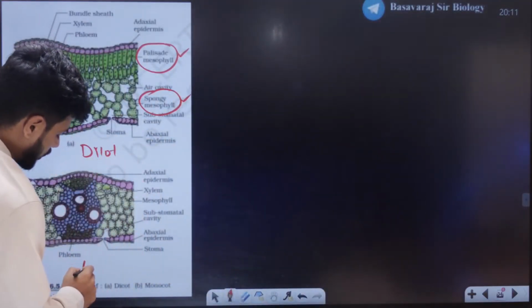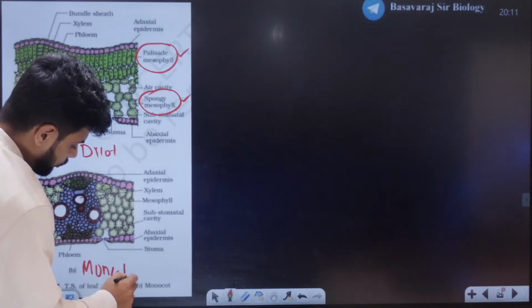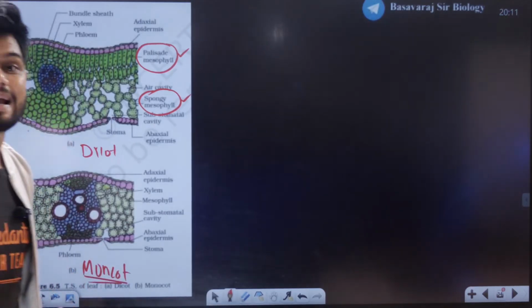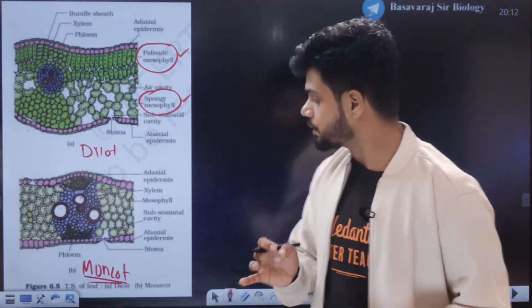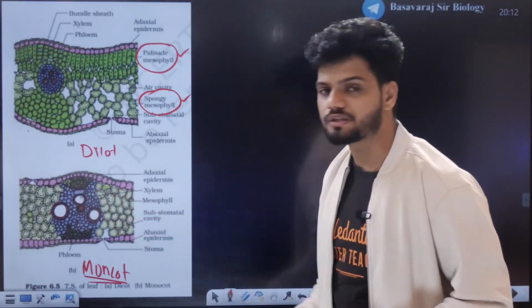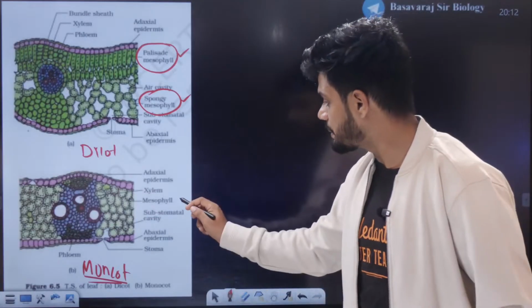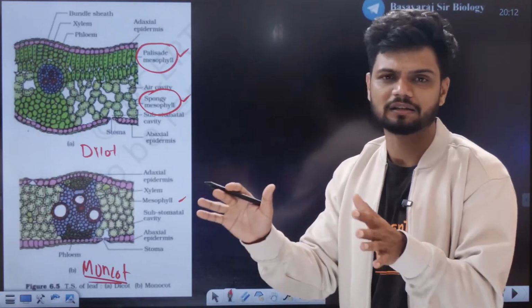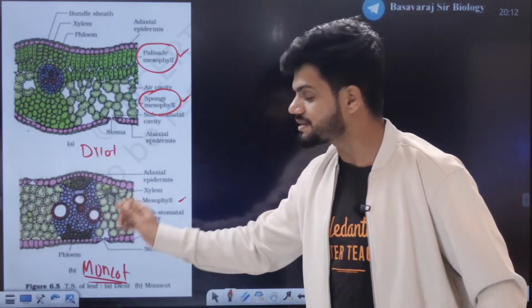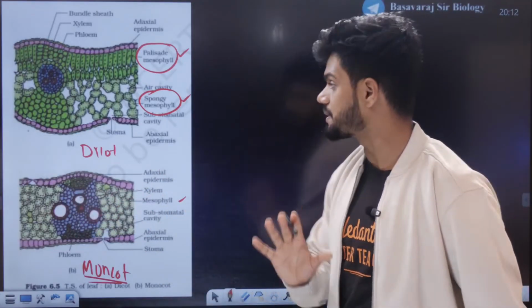But in the case of monocot, it is isobilateral. Why do we call it isobilateral? We call it isobilateral because the same type of mesophyll is present throughout. There is no differentiation. You will not find spongy or palisade, nothing. A single type of mesophyll is present here.